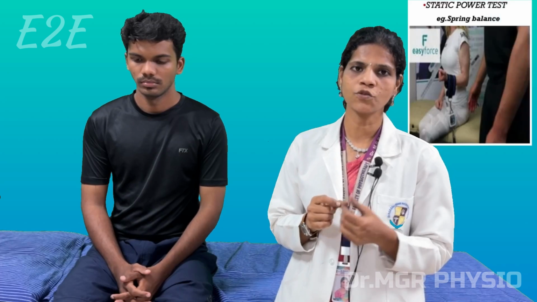As the name says, static means there is no movement happening, or isometric contraction. The muscle power for static testing is measured through a device called a spring balance. And we have the dynamic power test. We use the DeLorme technique for this, and progressive resistive exercises are used in this technique.